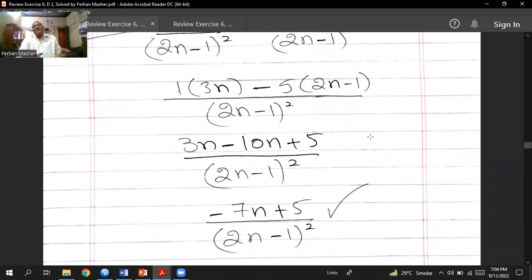So I will have 3n minus 10n plus 5 divided by 2n minus 1 whole square. So it will be minus 7n plus 5 and divided by 2n minus 1 whole square. So this is how you will do this question.